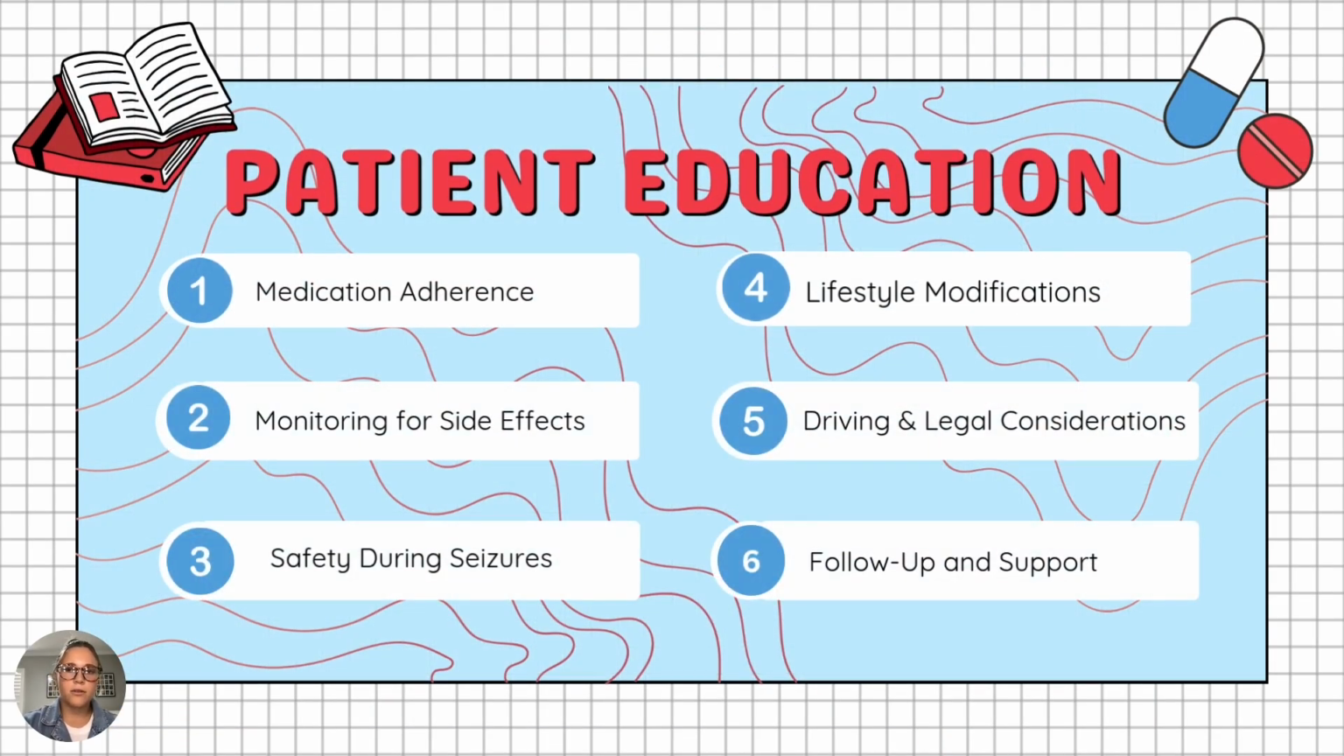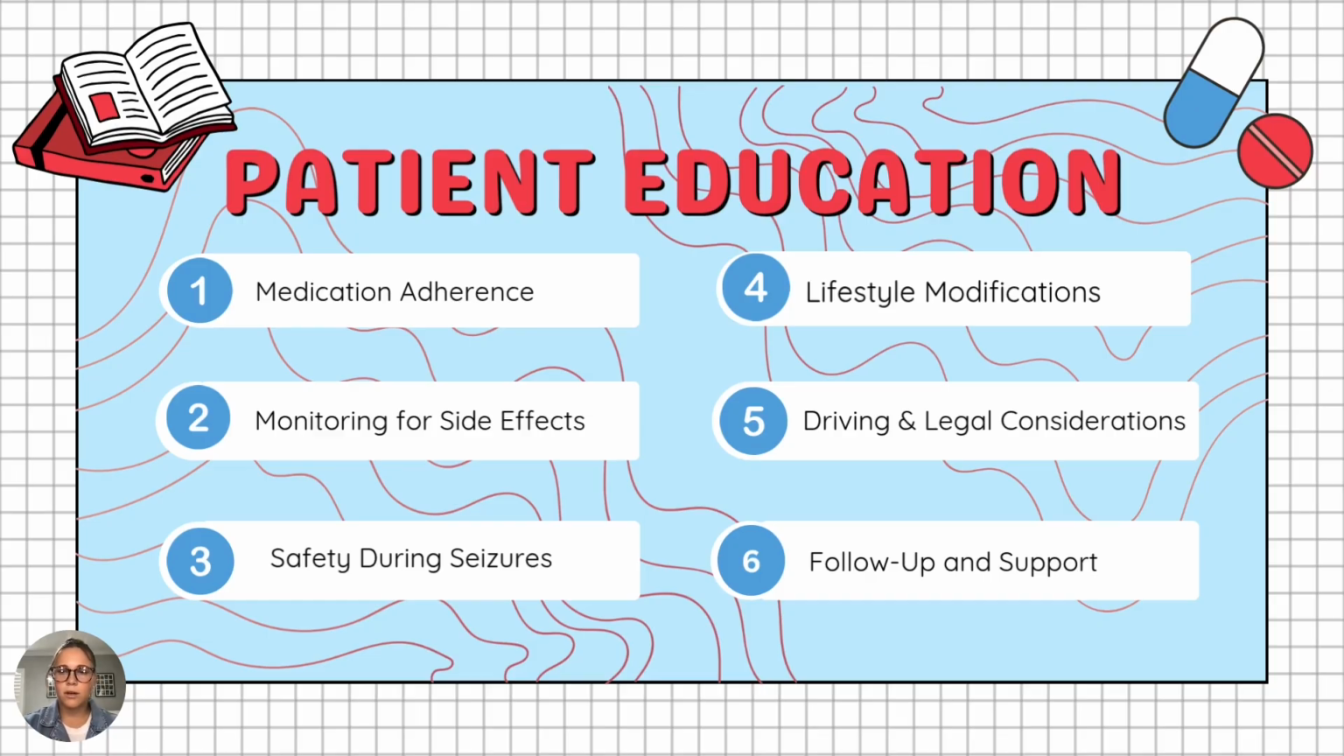As a nurse, we play a key role in educating patients and families. Here are the most important teaching points. First, emphasis on medication adherence. Patients must take their AEDs consistently and never stop abruptly. Teach them how to identify and avoid seizure triggers like sleep deprivation, stress, alcohol, or flashing lights. Encourage the use of a seizure diary to help identify patterns.